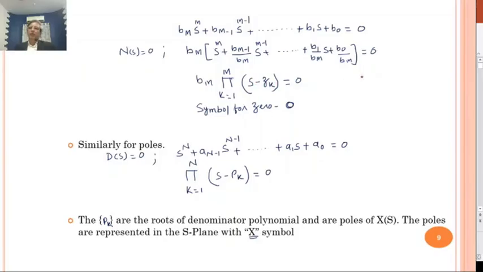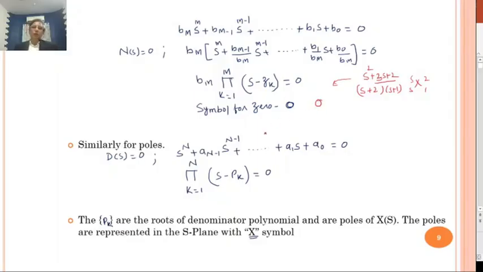Meaning of this is, if this is the equation 3s plus 2, then here we write this equation in terms of its factors, s plus 2 and s plus 1, like this, and equate this to 0 and find out the s value where this function becomes 0. That is called the zeros of the system, and the symbol for the zero is like this.